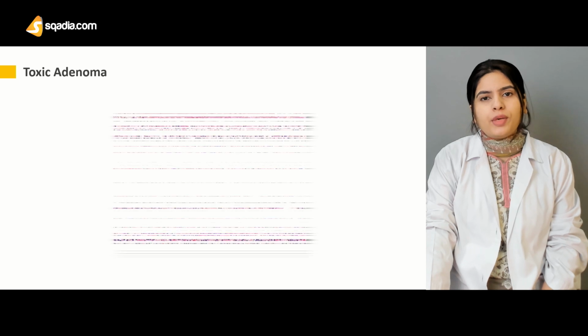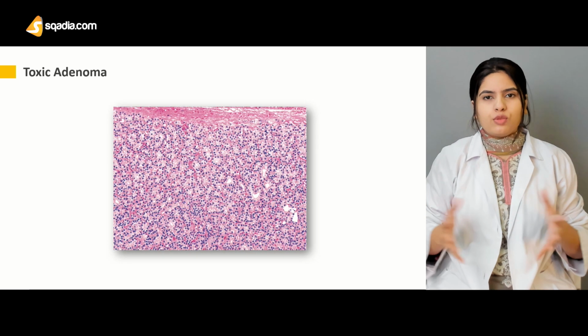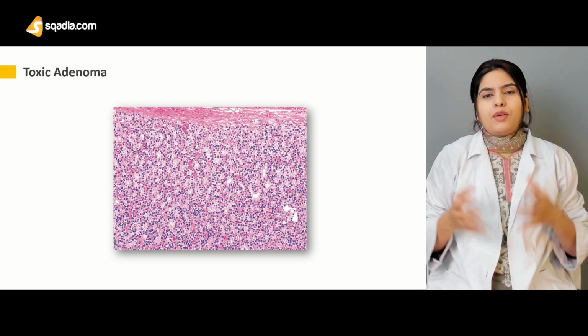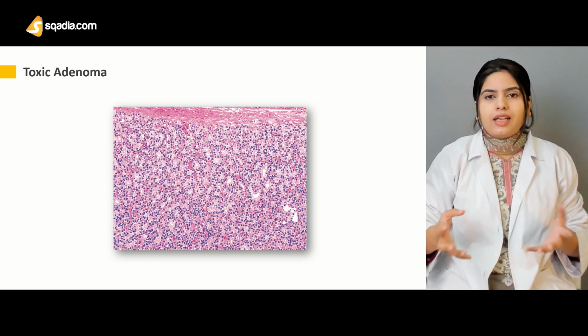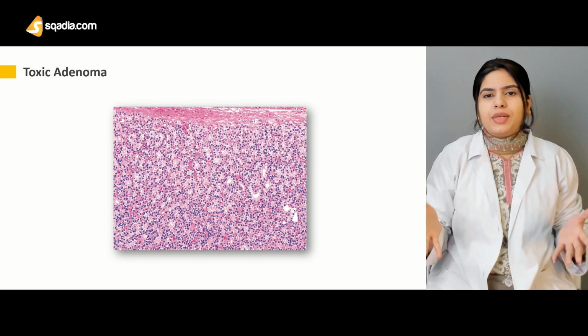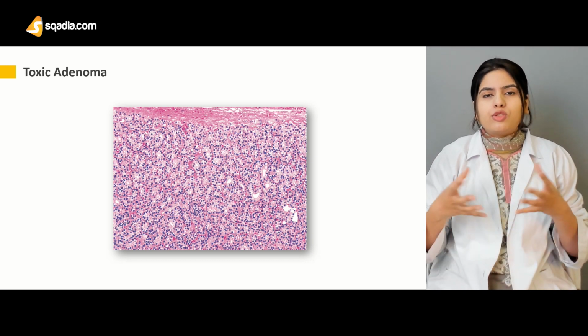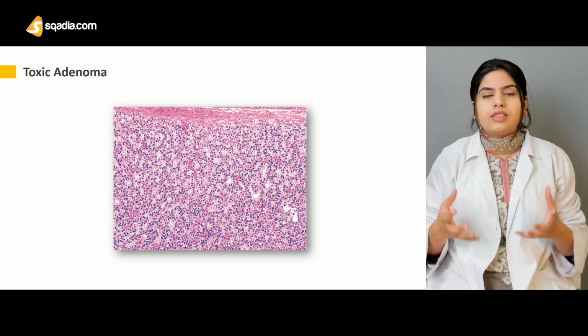Toxic adenoma, you can say, is a solitary tumor. What happens is that in the thyroid gland, a single nodule increases in size, and it suppresses the nearby cells and grows into a tumor. This is known as the toxic adenoma.